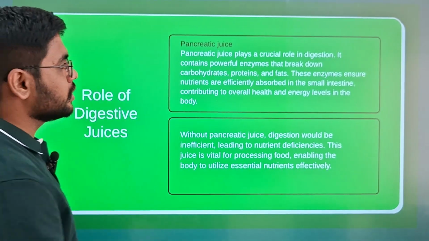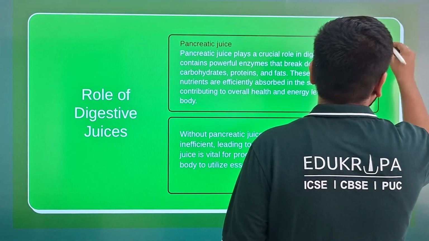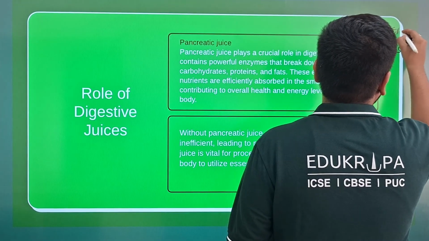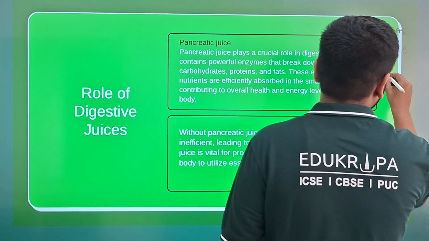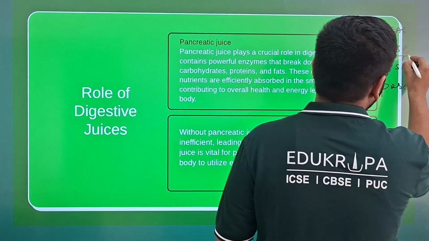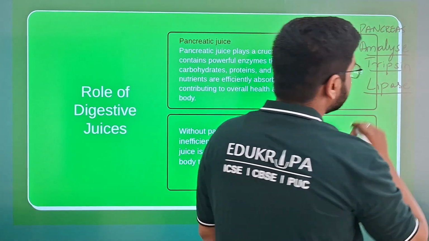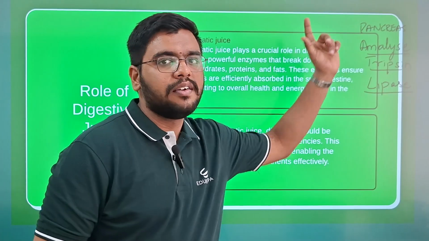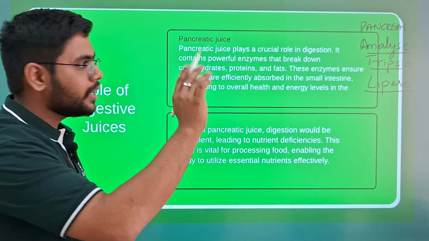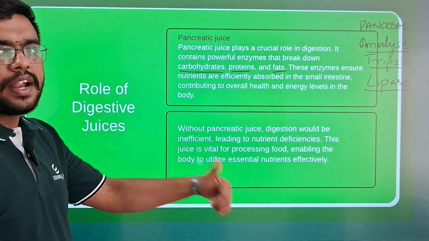Next, we come to the pancreatic juices. There are namely 3 pancreatic juices. One is amylase, which is particularly dedicated to the pancreas. Next is trypsin. And the last one is lipase. Amylase, as I've already told you before, is for carbohydrates. Trypsin is for proteins and lipase is for fats. Lipase, trypsin, amylase: fat, protein, carbohydrates. These are the 3 pancreatic juices. They aid in complete digestion of carbohydrates, proteins and fats.